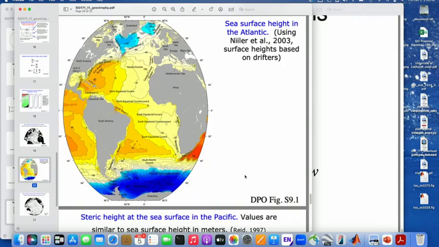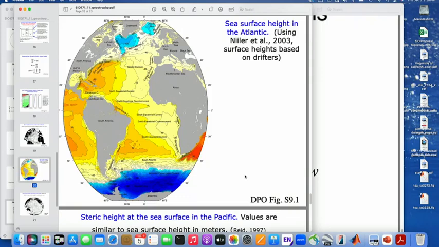I missed the answer to the last one, so it's clockwise? Is that the answer to where the North Atlantic current is? So there's the North Atlantic current, and it's going to be parallel to the lines of constant sea surface height. So you've got two options: it's that way or that way. And it's going to keep the high on the... right.